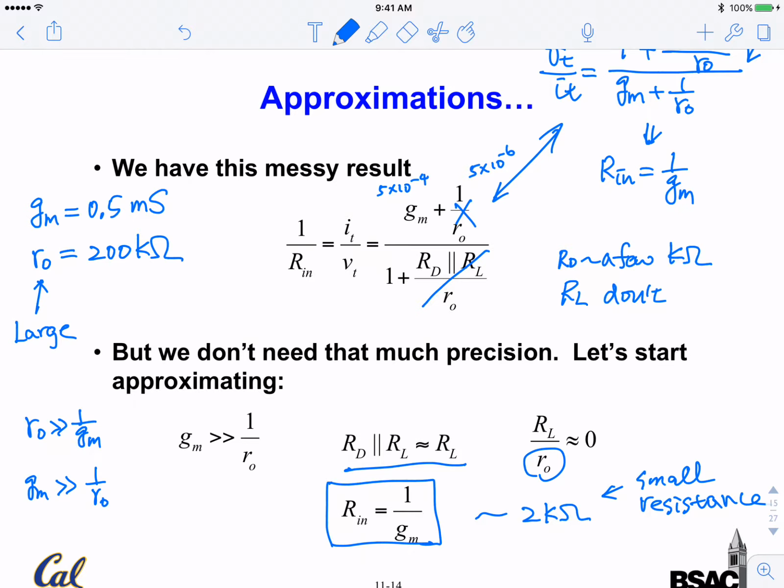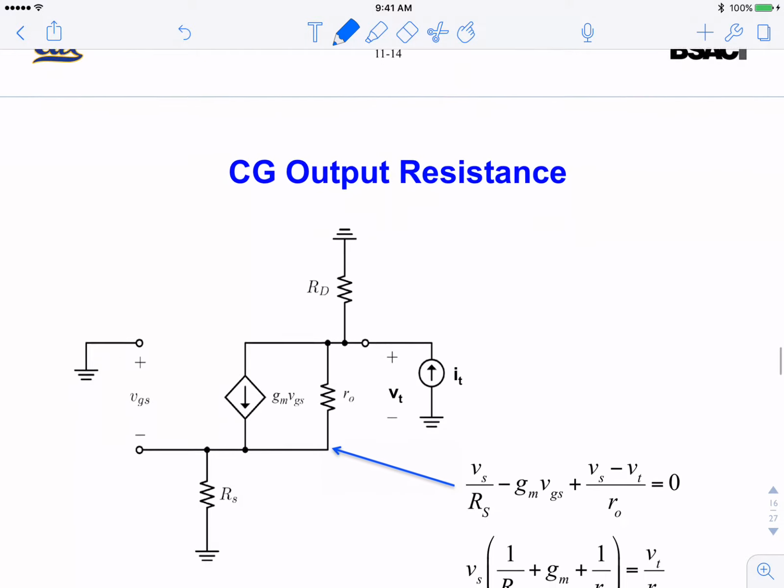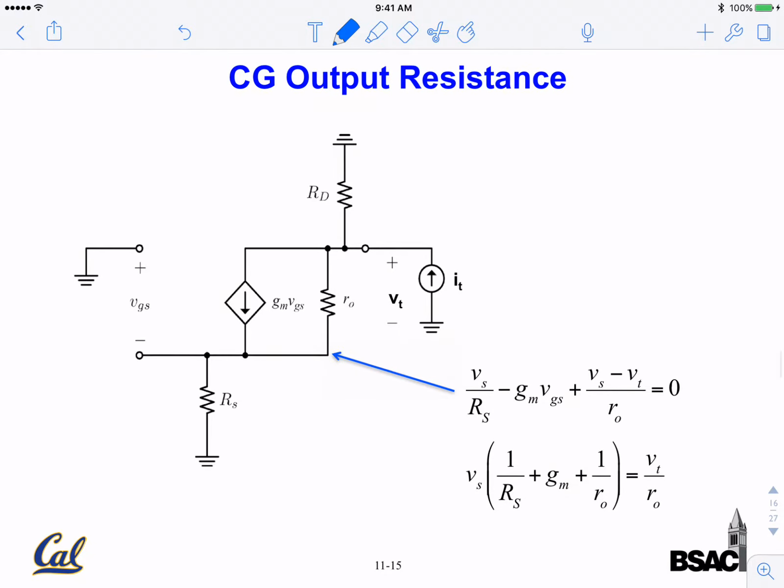It also tells us the common gate amplifier has low Rin, low input impedance. That's very important. So let's look at output impedance. If it is doing impedance transformation, it must have very large output impedance. Okay, so let's see whether this is the case.